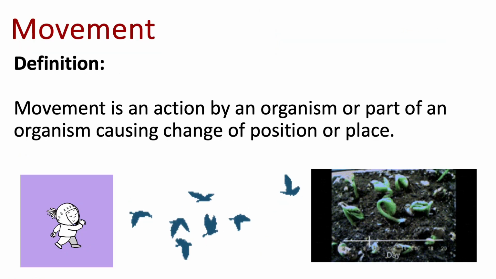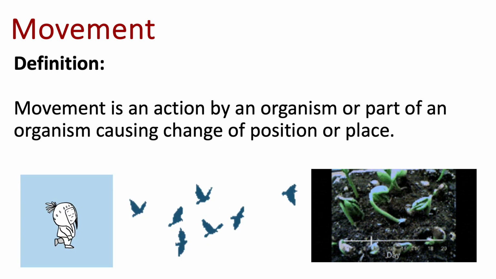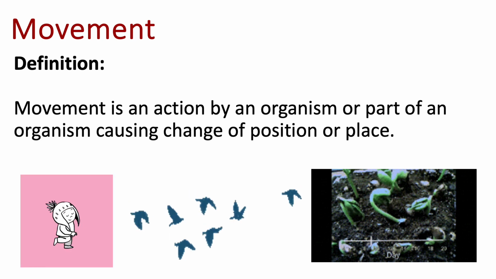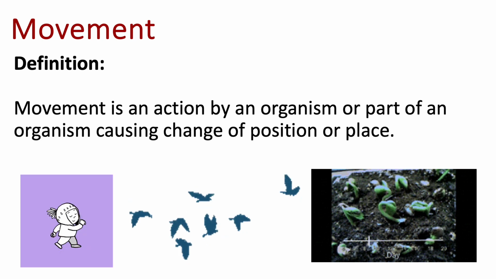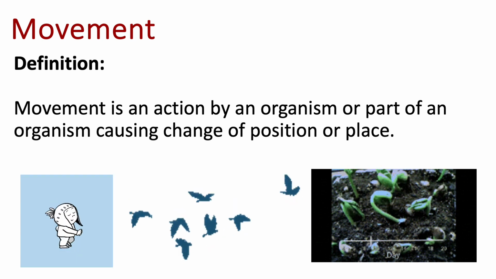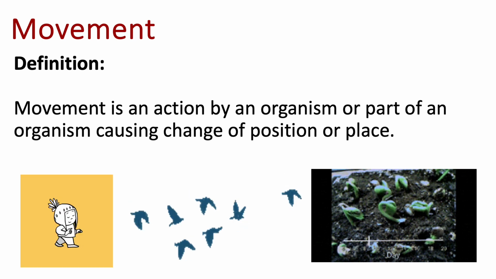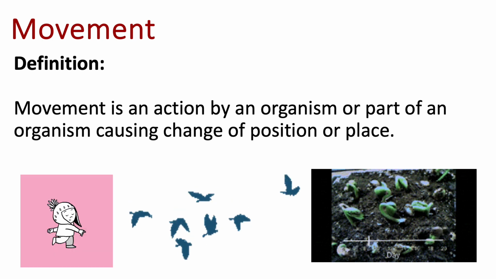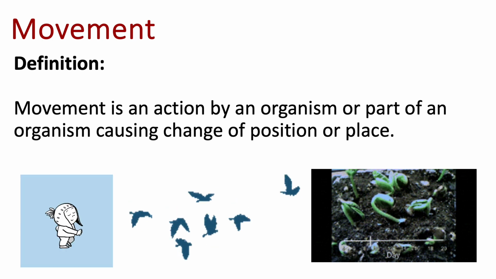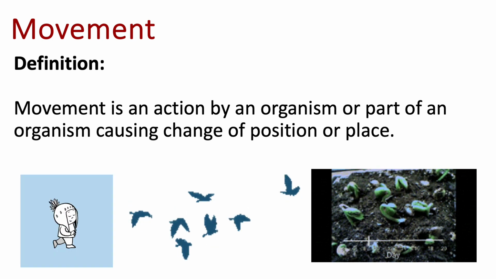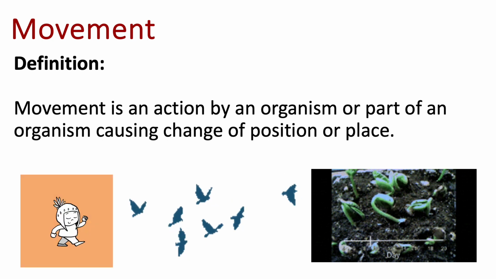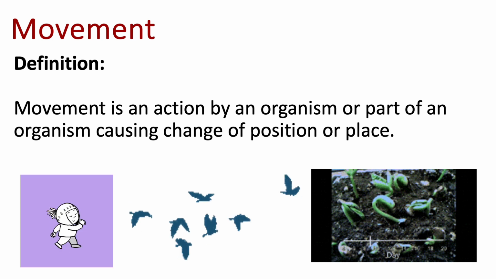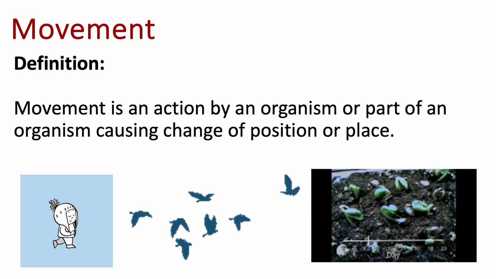Movement is an action by an organism or part of an organism causing change of position or place. Movement is essential for growth, reproduction, and the survival of an organism. Animals show active locomotion by walking, swimming, jumping, or flying, while plants are not capable of active locomotion, but they exhibit movements such as turning towards light or their roots growing towards water.